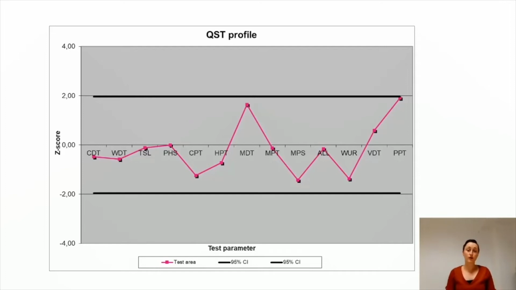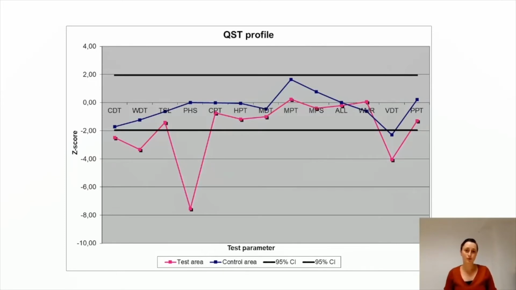So I show you here a profile of different tests. There are more tests than what I've discussed so far, but I hope you can appreciate that this is a healthy subject and all tests fall within 95% of normal. No significant abnormalities. Which is different for this patient. Here you see two lines, a blue line and a pink line. The blue line is what we have called the control area, an area on this patient where he or she has no complaints or symptoms, no pain. Whereas the pink area is the test area where pain or neuropathic symptoms were being experienced.